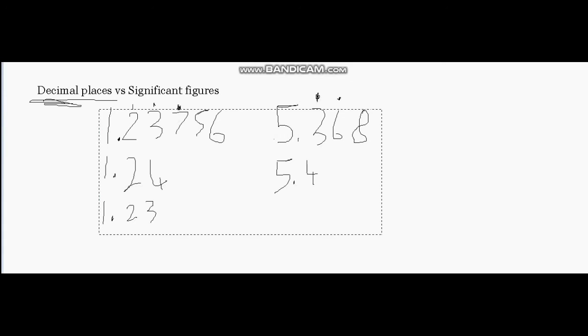Let's move on to significant figures. Now, significant figures are a bit different than decimal places. With significant figures, we start counting from the first digit in the number, and we can't count 0 as the first one.